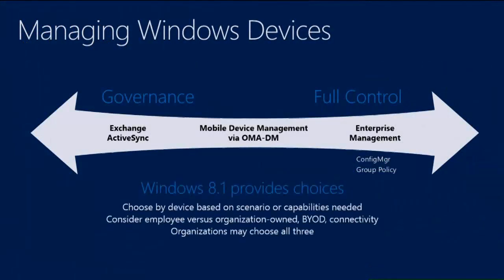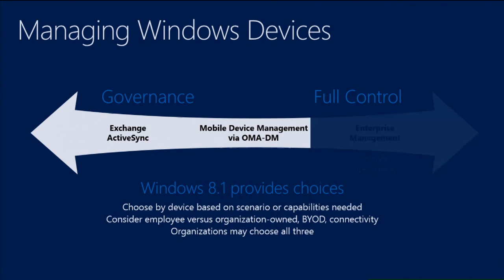When we talk about manageability then, there's kind of this range of manageability. On the full control end of the spectrum, this is what most enterprises are used to today, using things like Config Manager and Group Policy to do full enterprise management of Windows 8 devices. Windows 8 Pro, Windows 8 Enterprise both support these capabilities. Windows RT, though, doesn't really support that option. Windows RT goes farther down the spectrum.